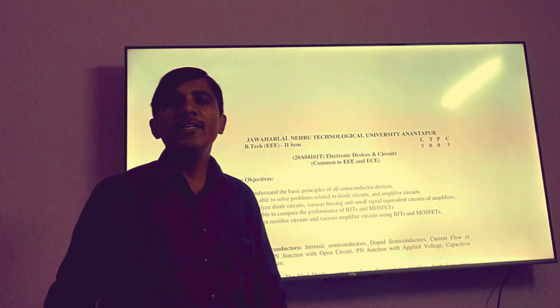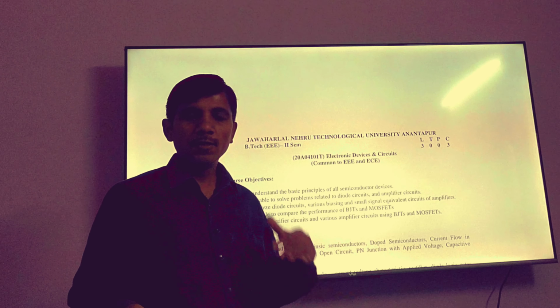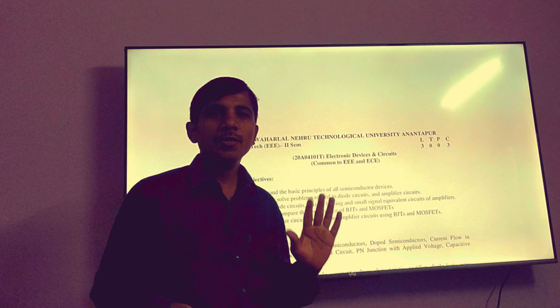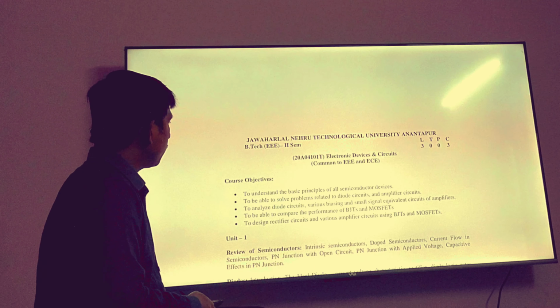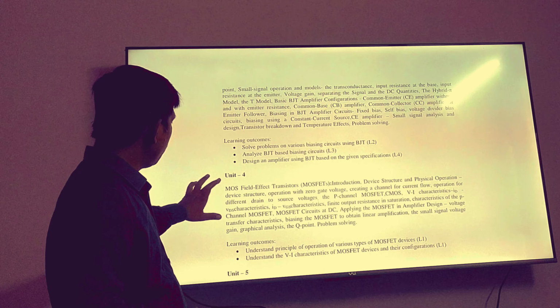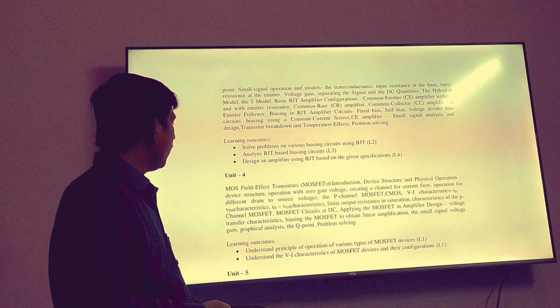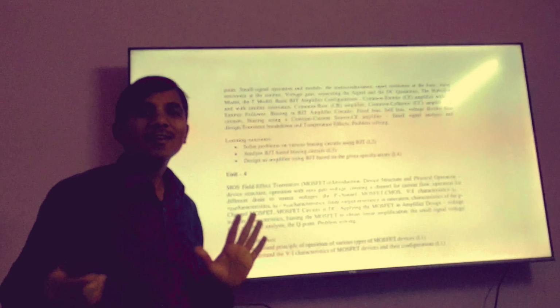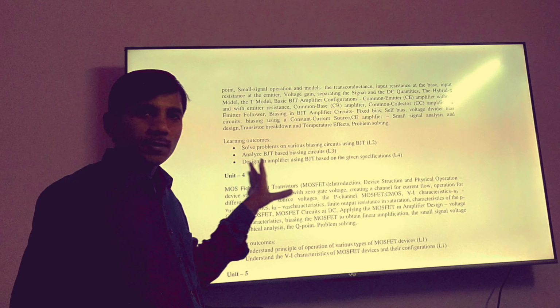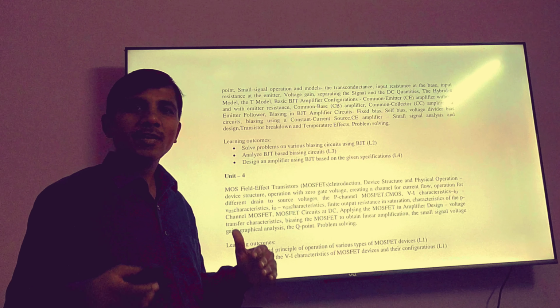Hello everyone. EDC important questions chapter wise in unit 5. Let us see MOSFET, unit 4. You can see here unit 2, unit 3, unit 4 is metal oxide field effect transistor. MOSFET introduction is unit 4. MOSFET is a very important electronic device which is used in amplifiers.